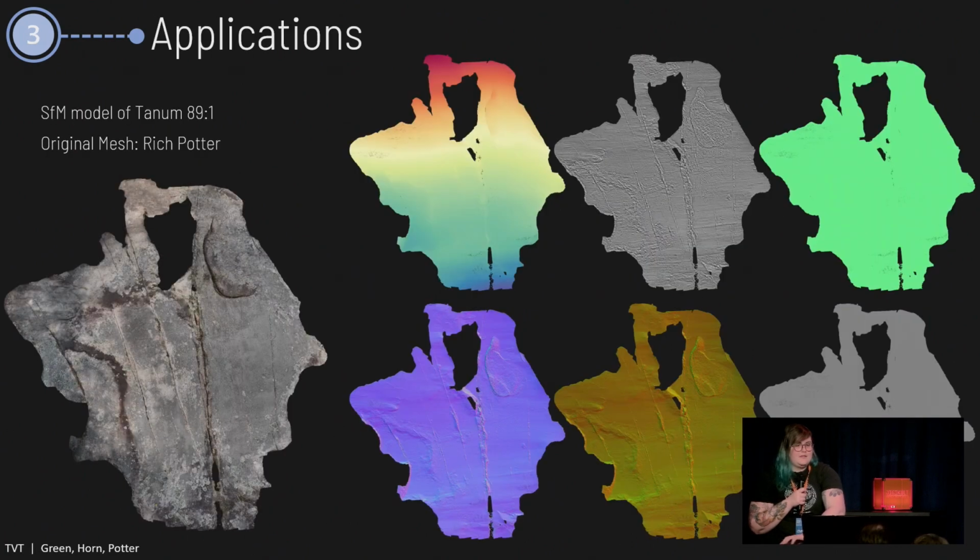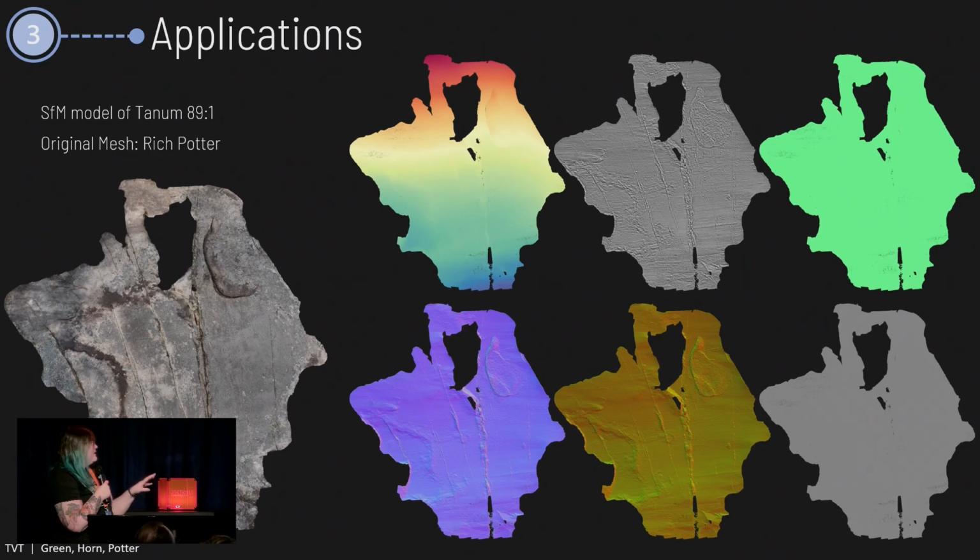So we can see a few examples. We have an SFM model of Tanum 89-1, so near Gothenburg-ish. And we have, starting in the top row, your depth maps, your texture map, and your topo map. And then you have your normal map, your derivative map, and the grayscale topo map in the bottom. And you can see sort of from this, there needs to be a bit more enhancement done.